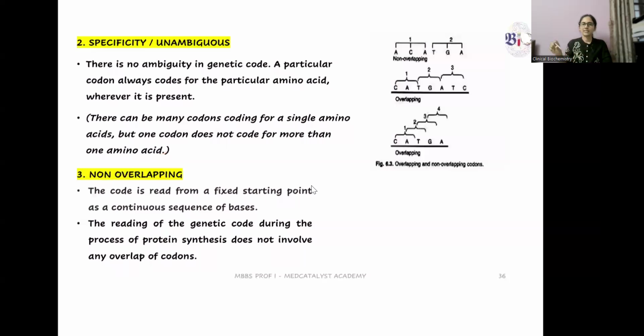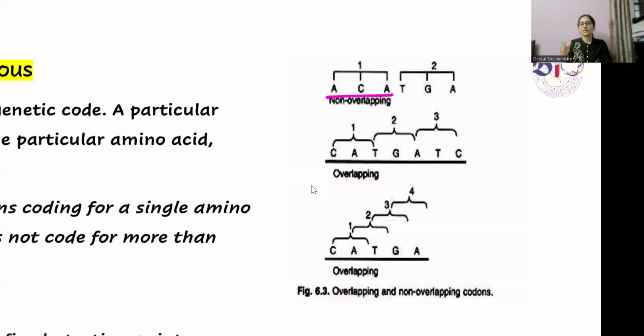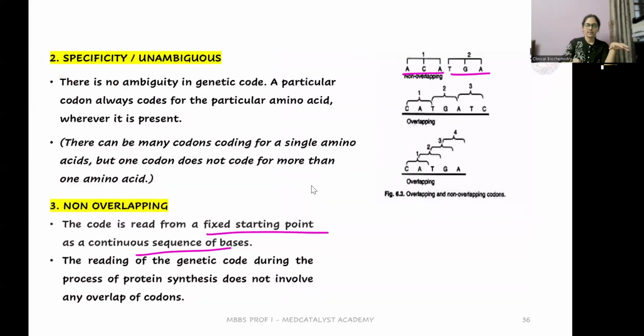While reading the mRNA sequence, how do I read the codons? As 1, 2, 3, 4, 5, 6, 7, 8, 9, is it not? So that's how I read, and that is the non-overlapping nature. The codon is read from a fixed starting point as a continuous sequence of bases, as a triplet sequence only. As you look at this picture, ACA is 1, and TGA, that's how it is read. It is not read like this: CAT, then TGA, then ATC. No overlapping is there. So this is what is about the non-overlapping nature.